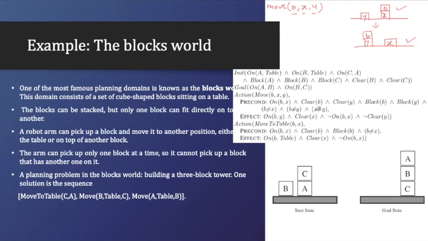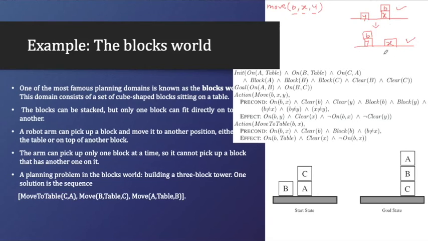And X is not defined. X could be the table or could be a block. But here it says that B is not equal to X, means B and X are not the same. B and Y are not the same and X and Y are not the same, definitely. So all the conditions are satisfied here because X, B and Y are all different entities. Y is clear, B is clear, and B is on top of X. So when it satisfies all the preconditions, then what is my effect?